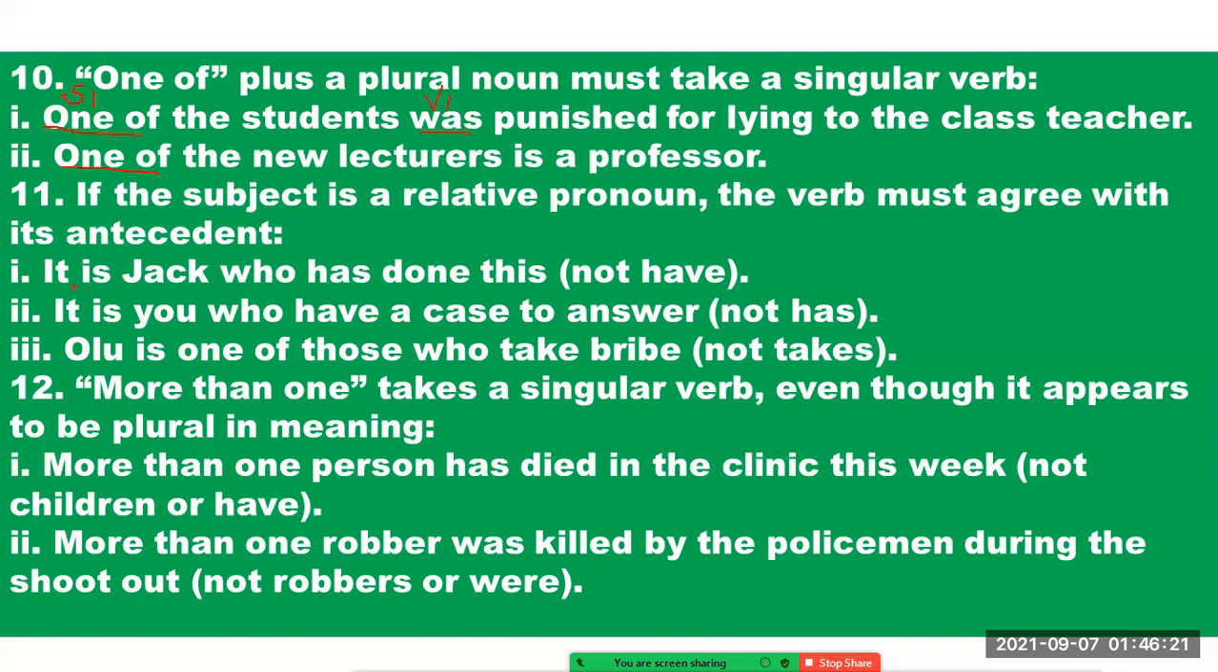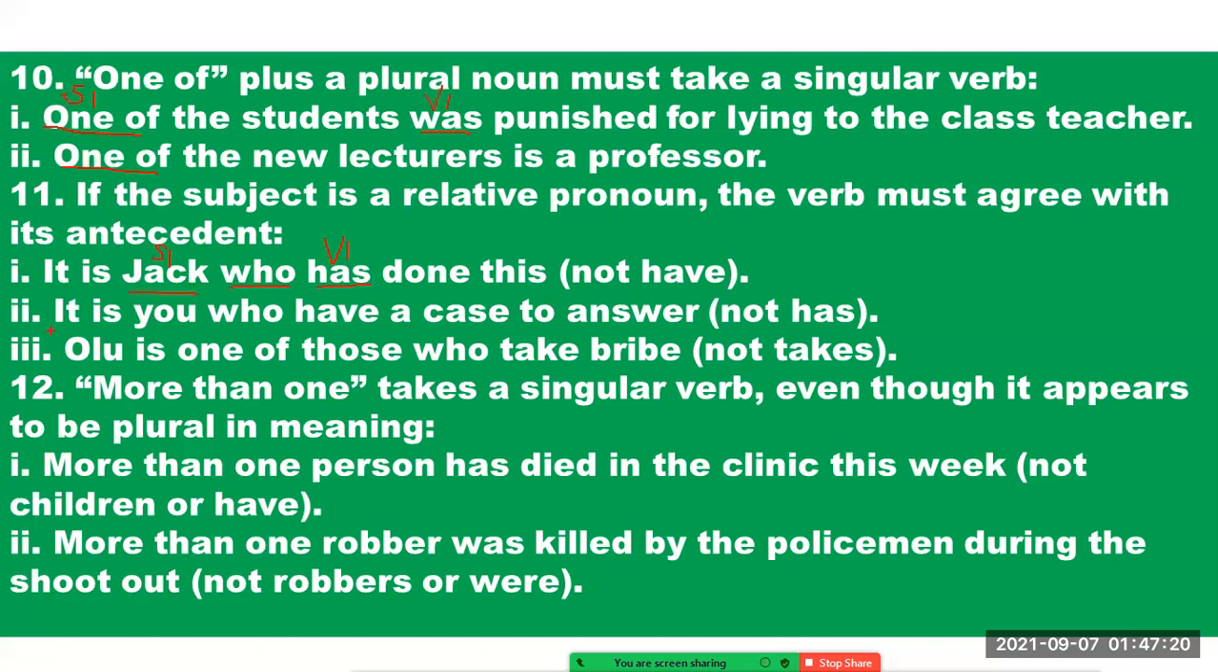Example I: it is Jack who has done this, not have. Because Jack is singular, and the relative pronoun here is who, the antecedent of who is Jack, and Jack is singular. So it is the antecedent that determines the verb, whether it is singular or plural. Because the antecedent of the relative pronoun is singular, the verb has to be singular. That complies with rule 11, which states that if the subject is a relative pronoun, the verb must agree with its antecedent. The antecedent is the noun that comes before the relative pronoun.